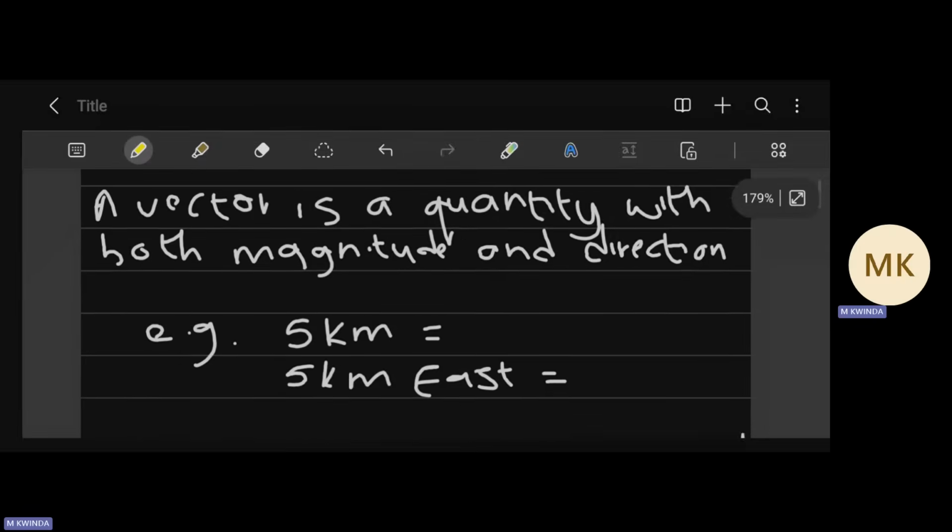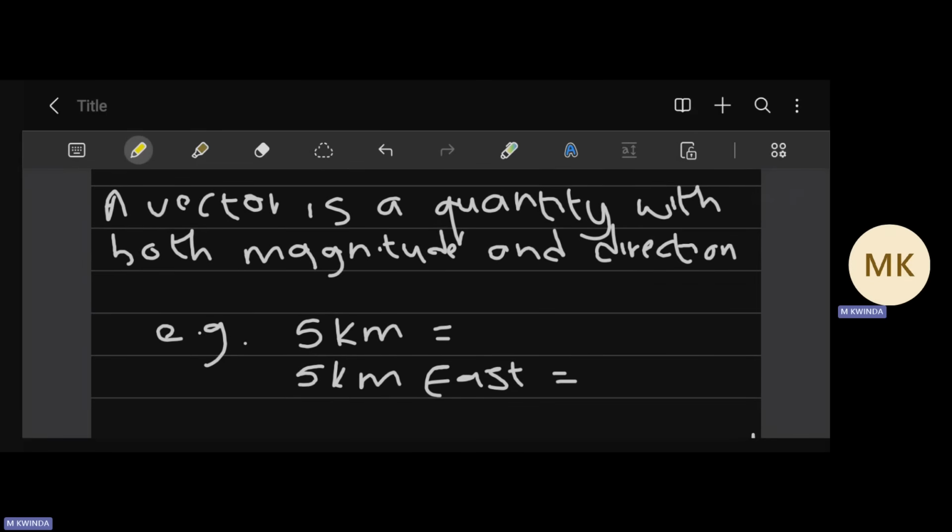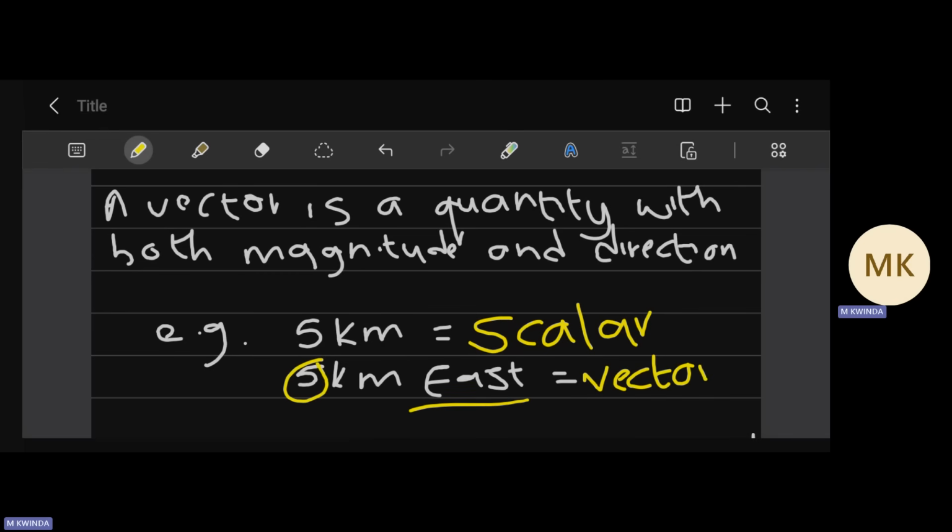A vector is basically a quantity with both magnitude and direction. I have a few examples. If you have something like 5 kilometers, a magnitude with a unit, that is a scalar. And the word east in the next example tells us the direction. So we have both magnitude and direction, so this is now a vector. When we're talking about vectors, we're going to be talking about the second example.